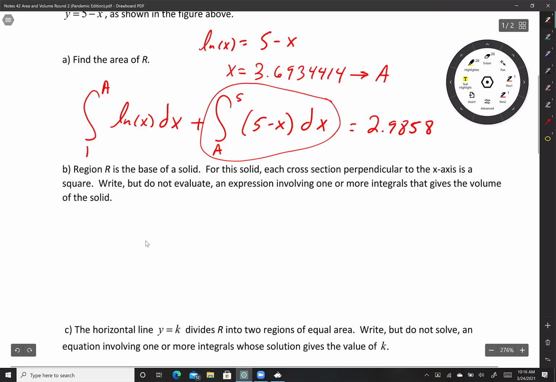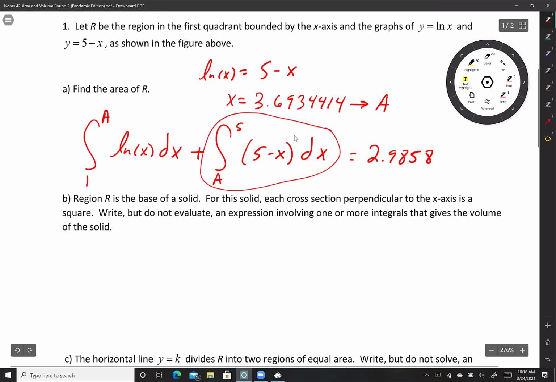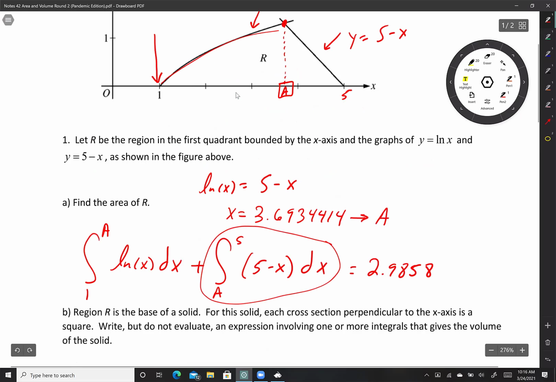They're making it really easy for me, guys. I already found the area on the top. All I got to know is how to find the area of one cross section. Remember, you have a square coming out of the paper. How do I find the area of a square? It's just the side squared. Side squared, guys. So the integral is going to look exactly the same.